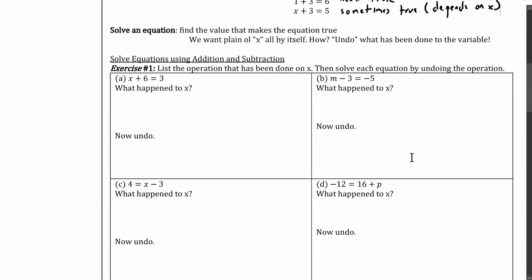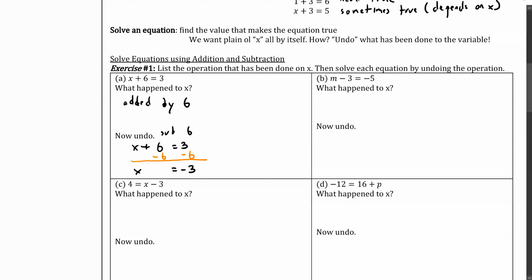So exercise A, we have x plus 6 equals 3. So what happened to x? Well, it was added by 6. So the inverse operation of adding 6 is to subtract. So to undo, we will subtract 6. Seems pretty simple because this is more of a review lesson, but it really is fundamental to succeeding in this class. So here's the original problem, and the inverse operation is to undo. And so our solution for this one-step equation is -3.